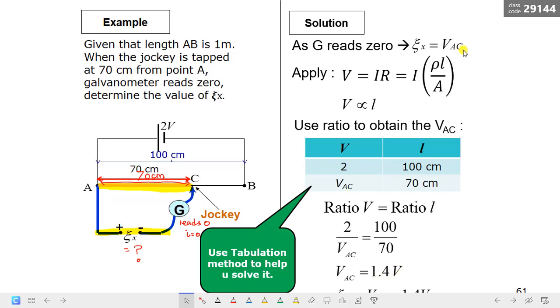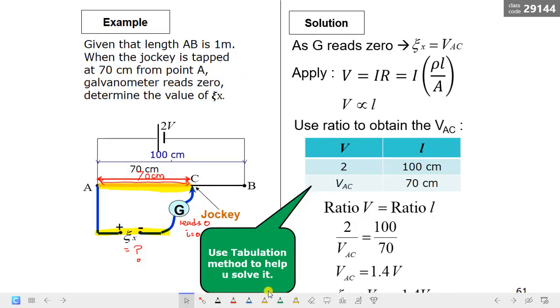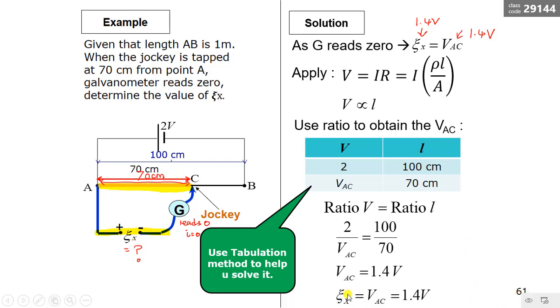So, kalau kita dapat voltage across AC is 1.4 volt, then we understood the voltage of EX must be 1.4 volt sebab nilai dia sama. So, it means that the value of EX will equal the voltage across AC, so the value will be 1.4 volt. Okay, so this is how we use potentiometer to determine the unknown value of a voltage.